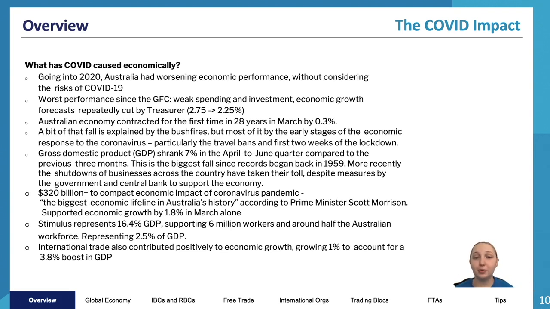The fact that our economy was contracting for the first time in 28 years in that first March quarter of 2020. And then also explaining in Australia that some of that can be explained by the bushfires, and then the early response to COVID, travel bans. Again with economic growth, thinking about our GDP and how it shrank, and comparing that to past records.